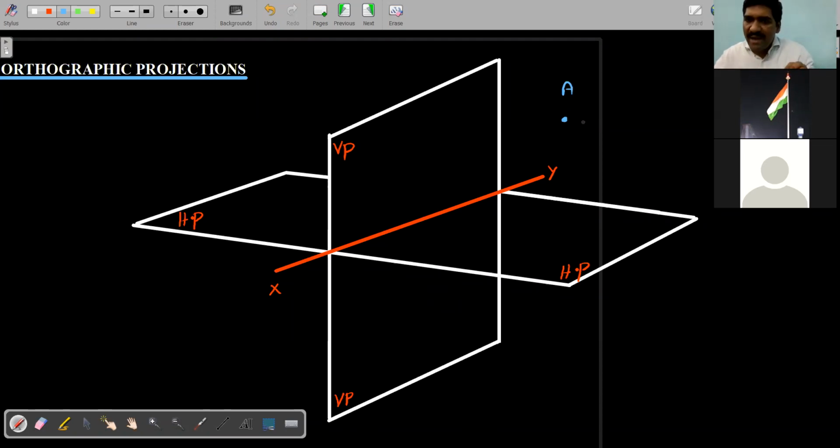Okay, so I am starting with the point A, which is at some distance above the horizontal plane.